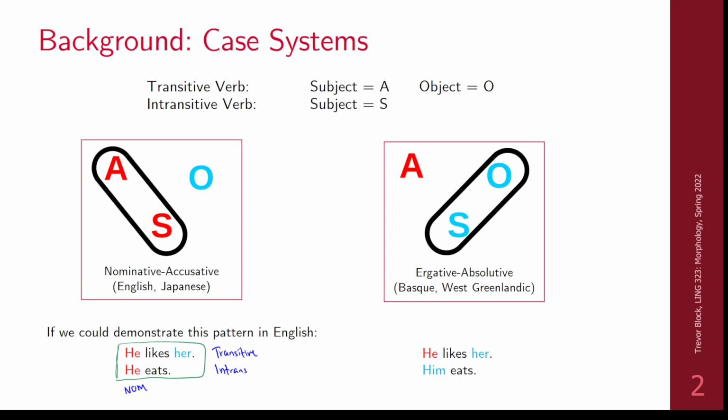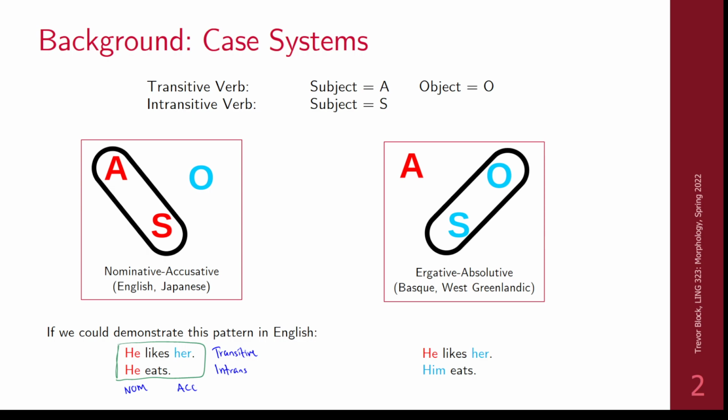And the object takes what is called accusative case. So he is a nominative case form, while if we take a look at that pronoun in its accusative case form, it would be him, like he likes him. So this is one type of case system called the nominative accusative case system.